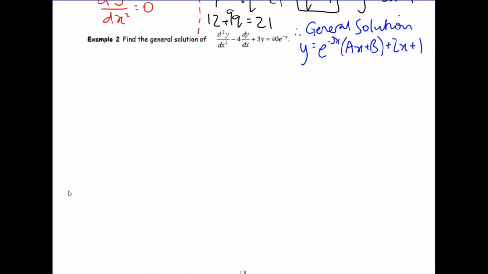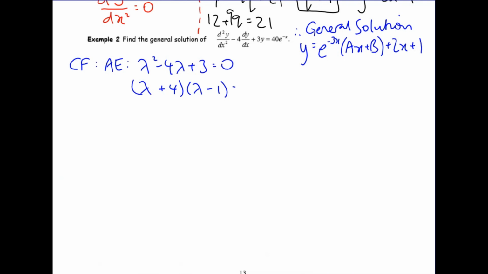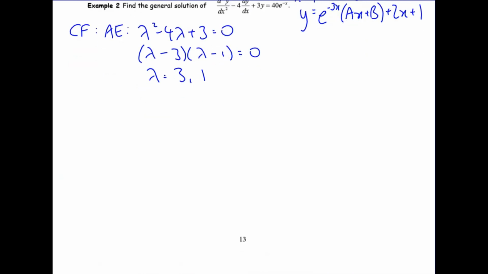Okay, so this one, start off with your complementary function. So do your auxiliary equation, which is lambda squared minus 4 lambda plus 3 equals 0. This will give you two solutions. You can solve it on your calculator, or you can factorize it. I get two solutions, 3 and 1. This gives you that your complementary function has the form y equals a e to the 3x plus b e to the x. It doesn't matter which one a and b is on. It can be either way around.